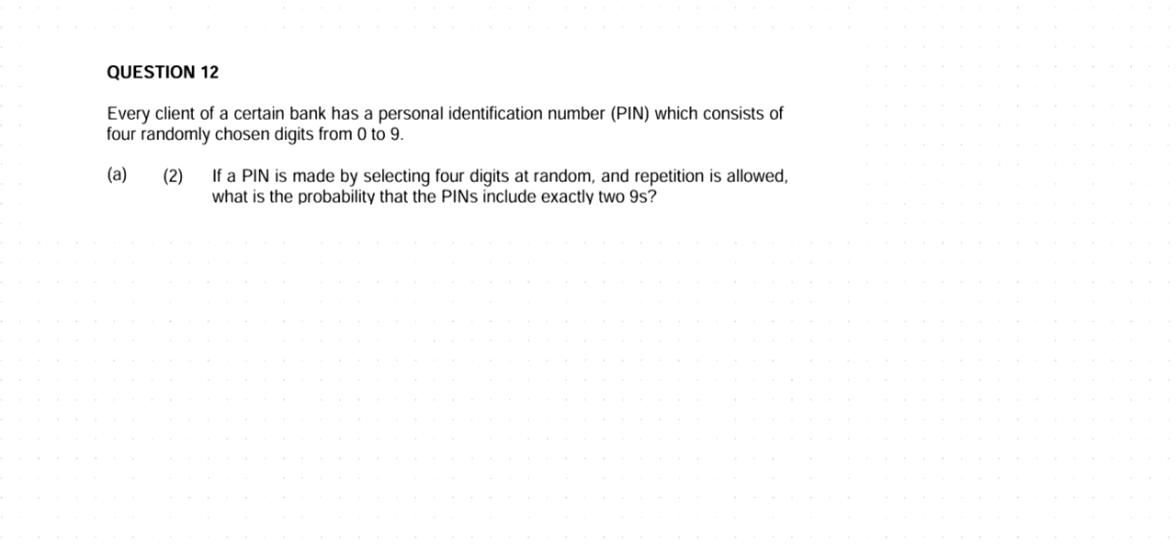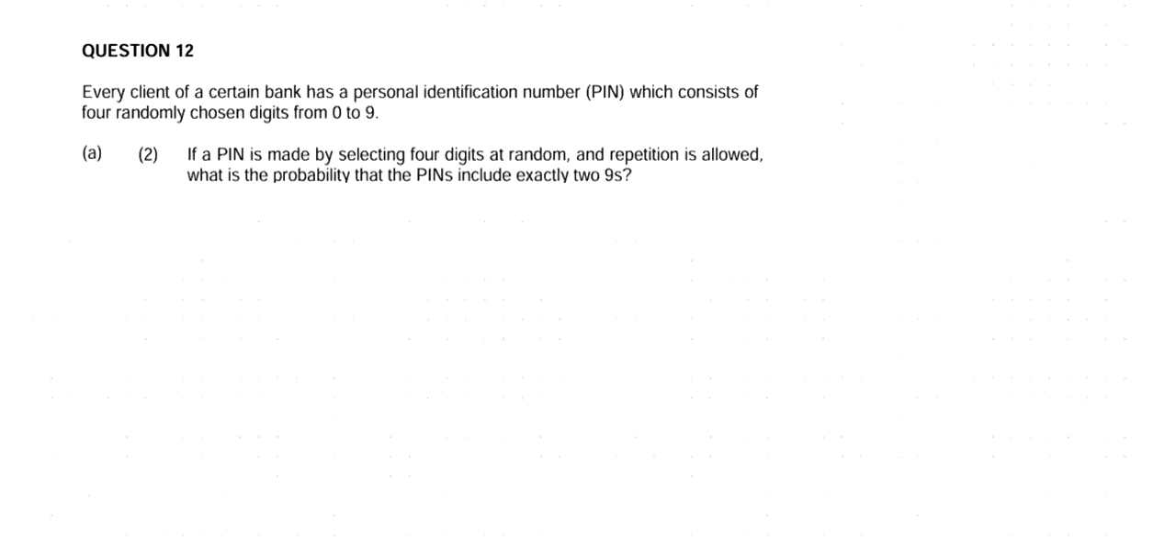Question 2 says, if a pin is made by selecting 4 digits at random and repetition is allowed, what is the probability that the pin includes exactly 2 nines? If we look at the memo, there's 2 ways in which they do this.